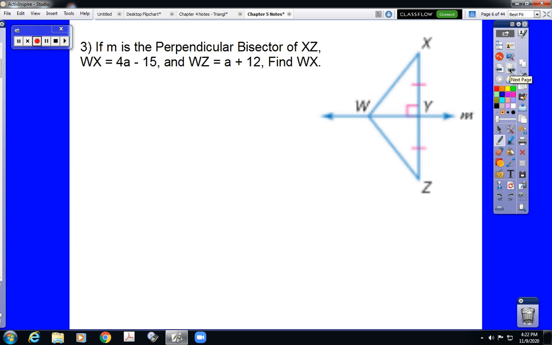So on the third question, same picture. If M is the perpendicular bisector of XZ, WX is 4A minus 15 units, and WZ is A plus 12 units. They ask us to find WX. So this is going to be a two-step process. First, we need to find the value of A. Well, the perpendicular bisector theorem says that WX must be congruent to WZ.